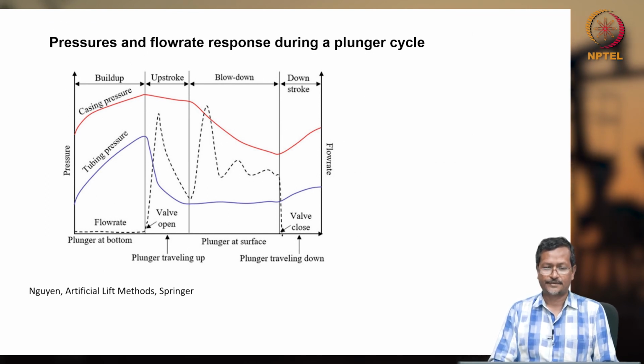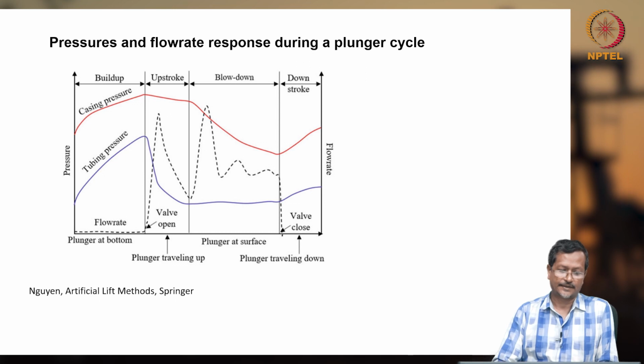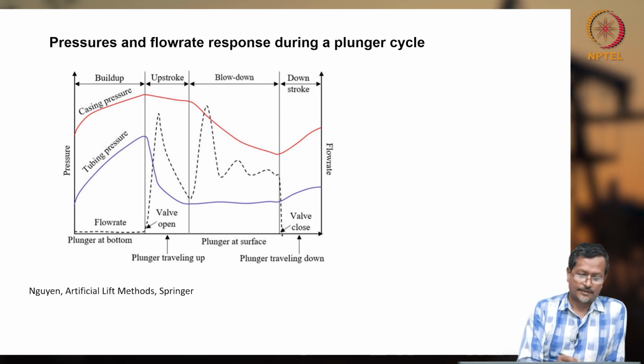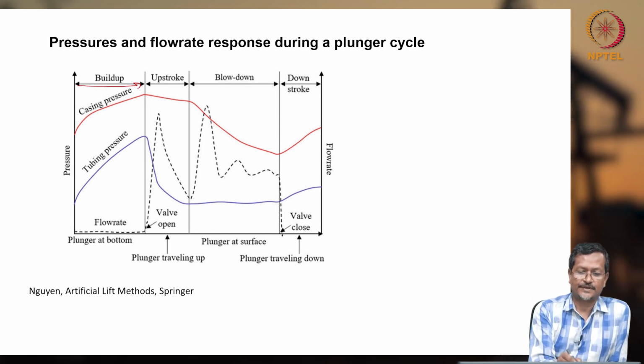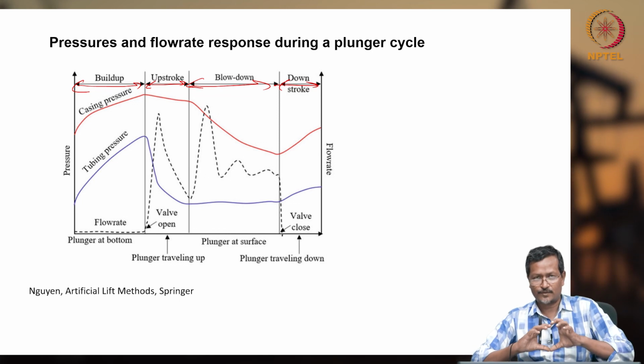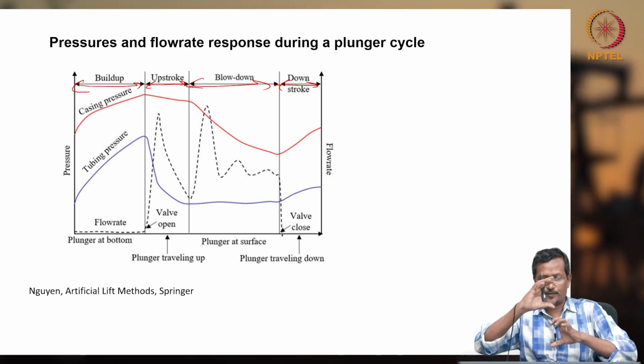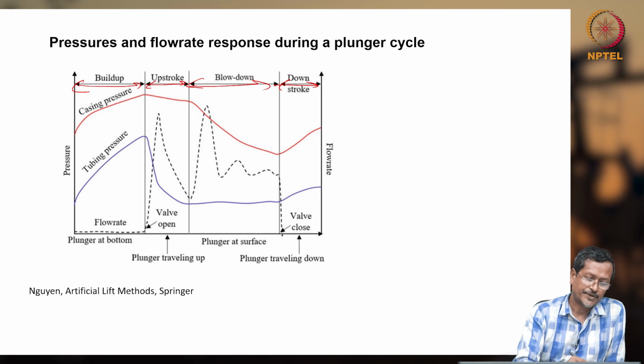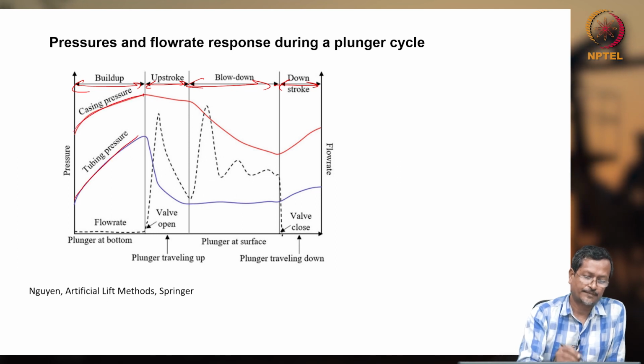Pressure and flow rate responses during plunger cycle. You see this one during build up stage, first build up stage, then upstroke stage, then blow down stage, then downstroke stage. Build up section means plunger is held at bottom and you are allowing liquid column to build up. So, at that time tubing pressure is also going up, casing pressure is also going up.